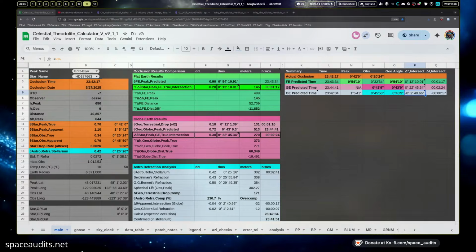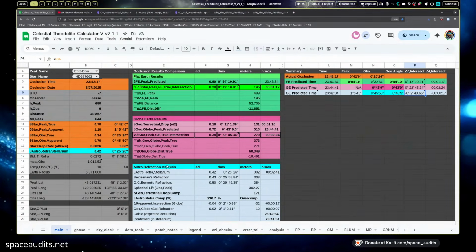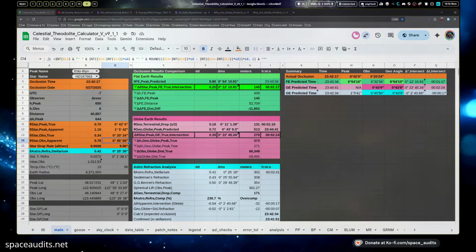Now, I've got it on screen. I've set the observer location to where he actually was, and I've set the time of occlusion. Oh, Jesse's here. Hello. And it's 46.4 arc minutes in Stellarium, and the globe angle to the peak is close to 46 arc minutes. Less than an arc minute error.